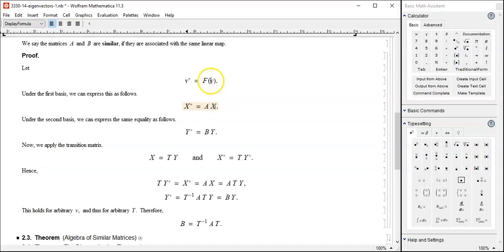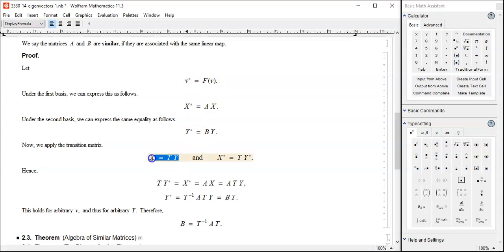Likewise, from here, express everything in terms of the second basis, W1 through Wn. Then we're going to get coordinate expressions. Let's call all those y's, and y star equals By. So this and that are actually both equivalent to this one in terms of different bases. Okay, and then what's the relationship between x and y?